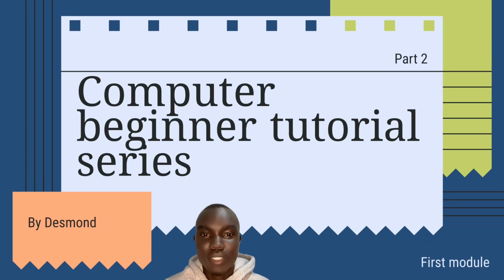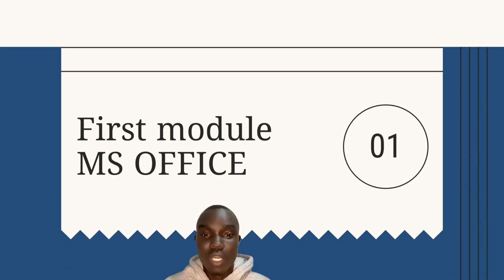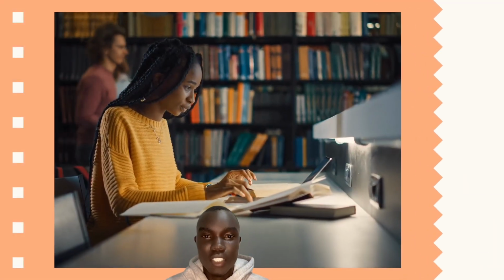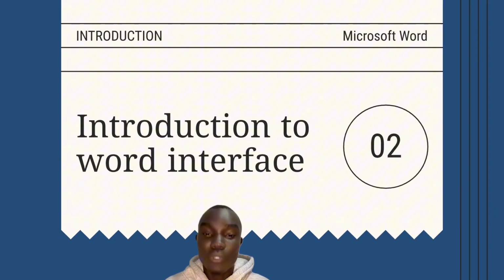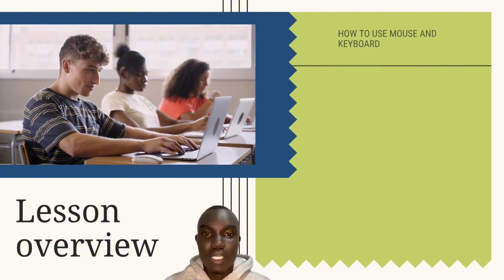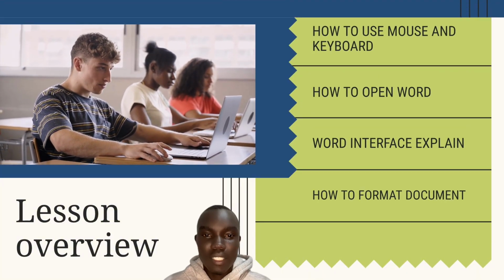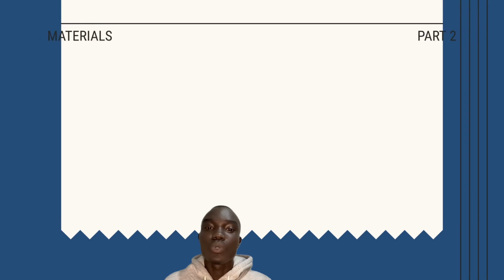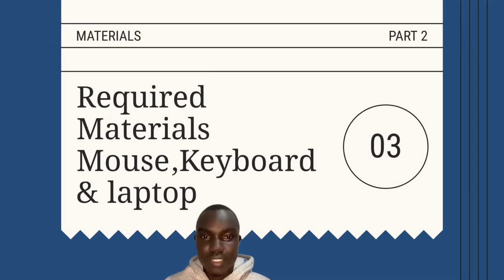So in the previous lesson, we talked about what the computer is, why learning it matters, and the basic parts you should know before understanding it. In this lesson, we are going to start exploring Microsoft Word, but before we jump into that, I want to make sure that you're comfortable with two essential tools that you will use every time you're on a computer, the mouse and the keyboard. Understanding how to control these properly will make everything else, including Word, much easier. So now let's get started.